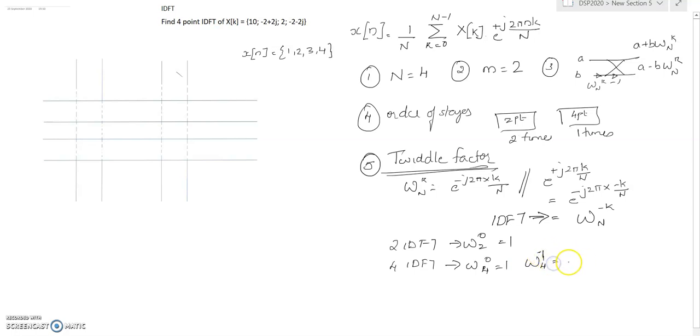So this will be equal to e raised to minus j 2 pi into minus 1 by 4. So this will be equal to e raised to plus j pi by 2, which is cos pi by 2 plus j sin pi by 2, making it j. If you look at the previous problem, we had minus j as W_4^1. Here we are using the twiddle factor W_4^(-1), and it becomes j.